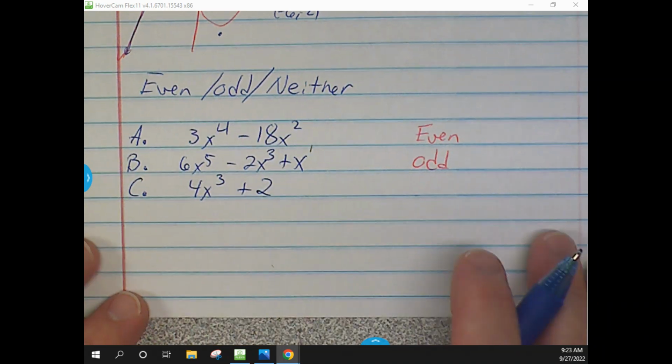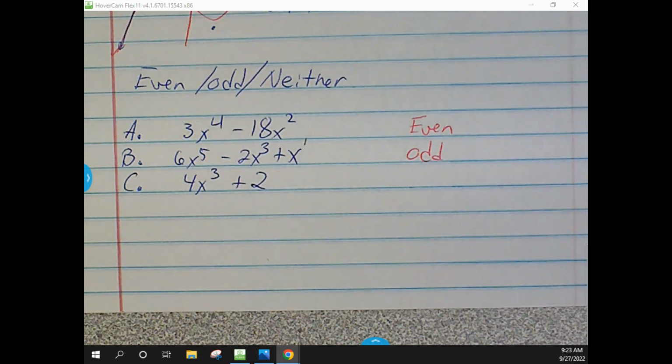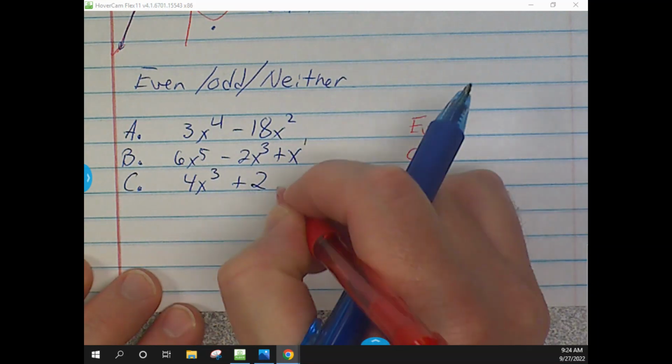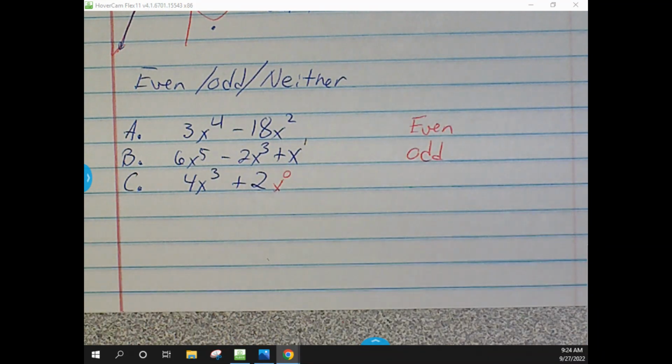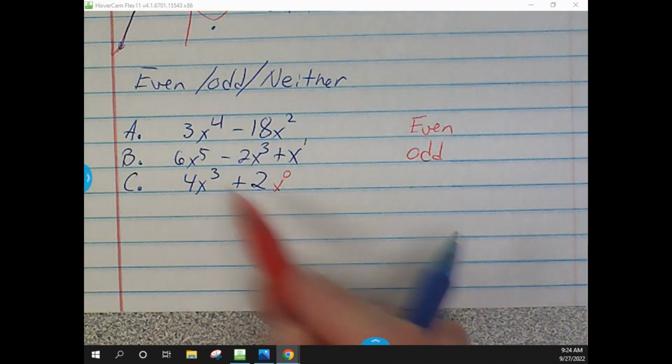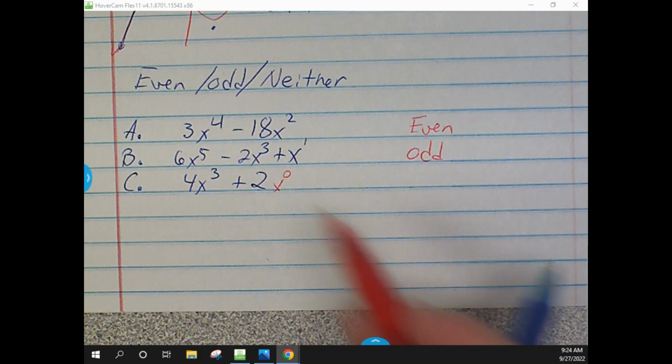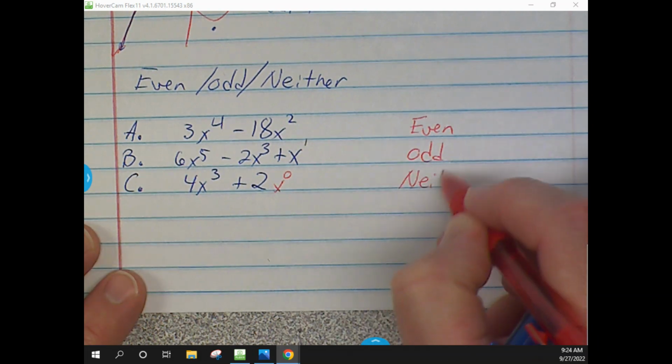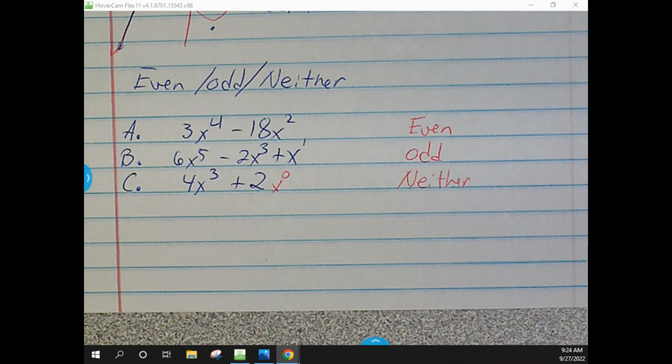All right, we get a little sneaky on you here. 4x to the third plus 2. All right, we have x to the third, which is odd. What power is on the 2? There's nothing, right? So there is no power. So technically, that would be x to the 0 power, because there is no x there. So if this one's odd, it'd be okay, that 0's even? That would technically be a neither. So that's the only tricky part for these: if you have a constant, you've got to assume that that's going to be a 0 power.